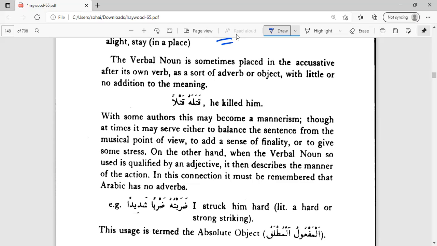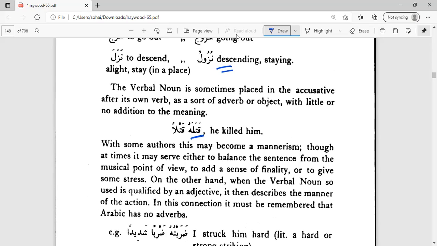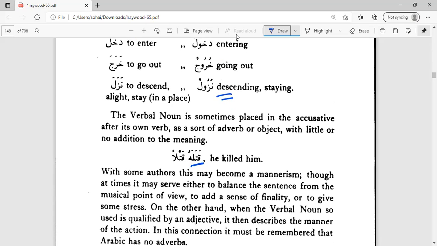So sometimes the verbal noun can be used as an accusative after its own verb, as a sort of emphasis. For example, if you say qatalahu qatlan, he killed him. Qatala means he killed. Who? He killed him. Qatlan. When you put it after the verb like that, it becomes accusative. We call this maf'ul mutlaq.